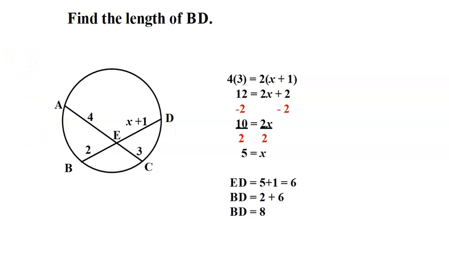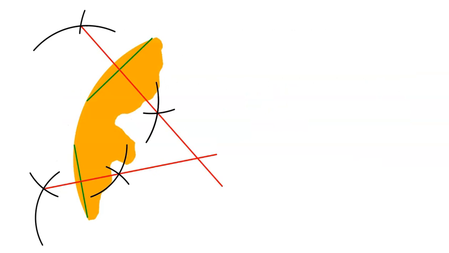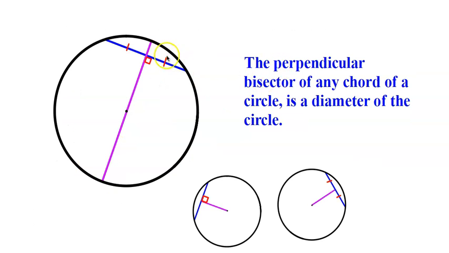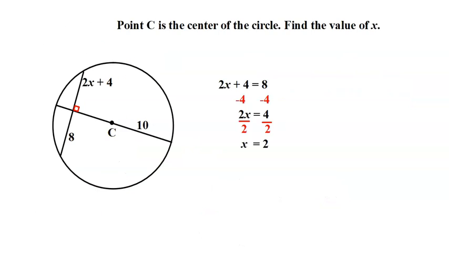So just to recap, if you have a chord, the perpendicular bisector of any chord is going to go through the center of the circle. And if it goes through the center of the circle and it's perpendicular to the chord, it will also bisect the chord. If it goes through the center of the circle and it bisects the chord, it will also be perpendicular.